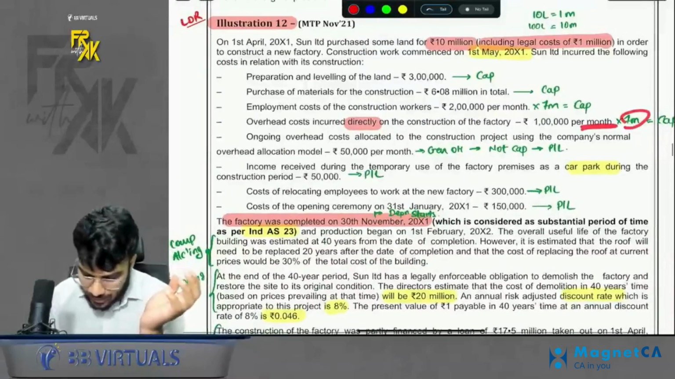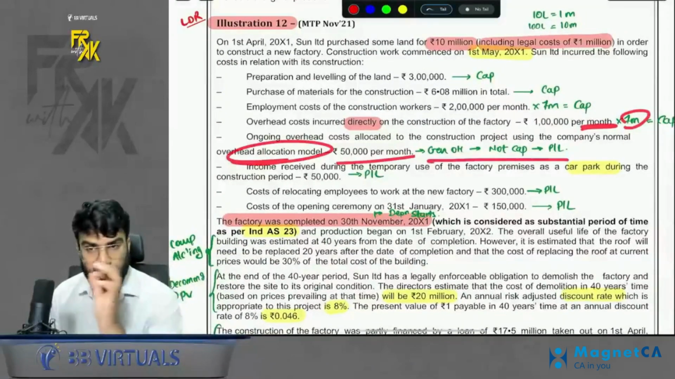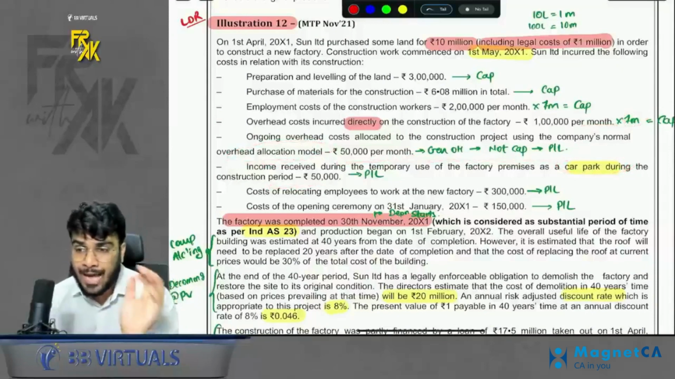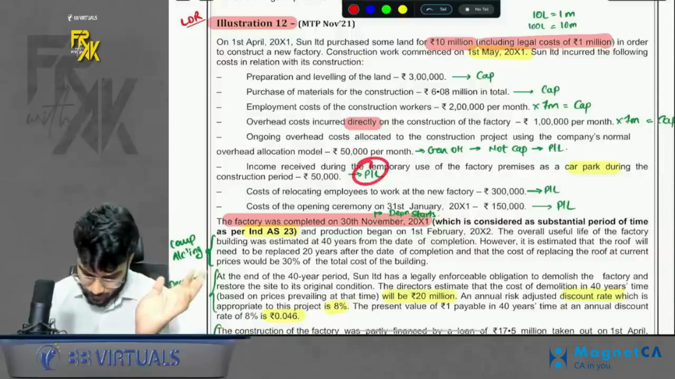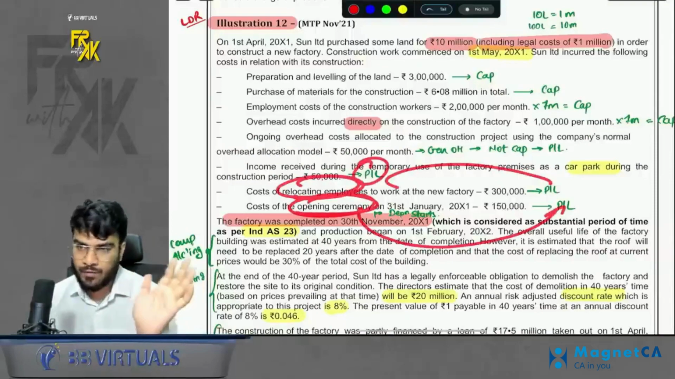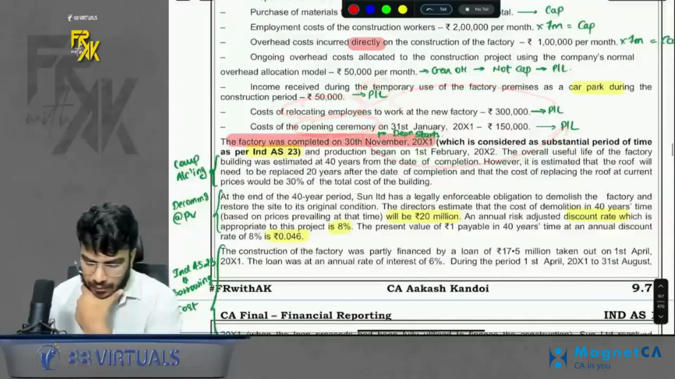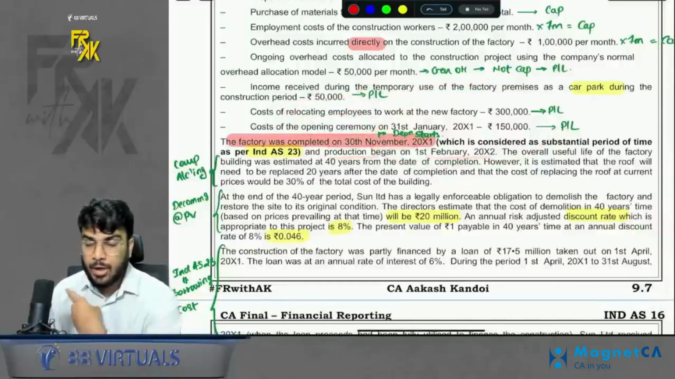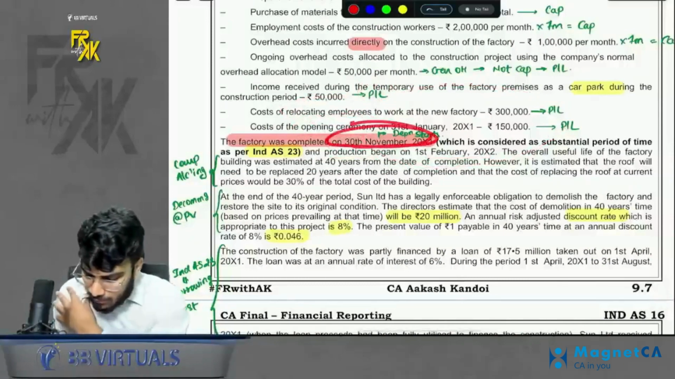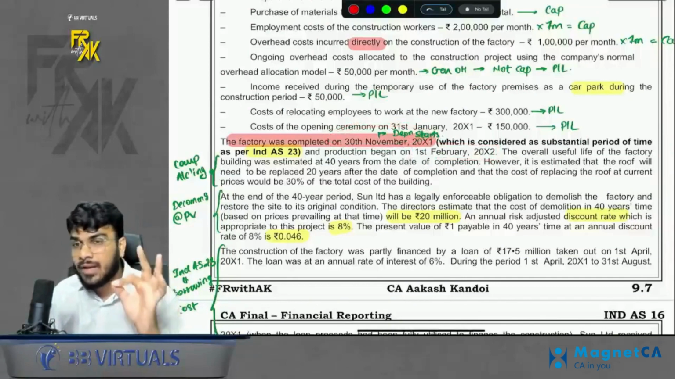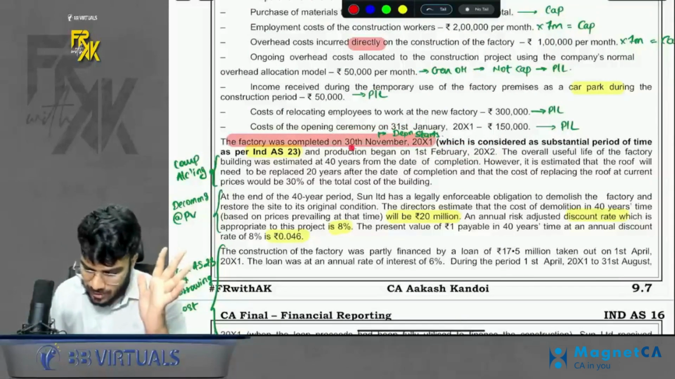Then general overheads were given here, 50,000. Do not capitalize. Car parking income. Do you remember during concept I told you car parking income will not be capitalized. It will be transferred to profit and loss. Okay. Relocation expense transferred to profit and loss. Opening ceremony expense transferred to profit and loss. Simple. Okay. The factory was completed on 30th November and production began on 1st Feb. Do you remember it was ready on 30th November but we started to use on 1st Feb. Doesn't matter. We will start the depreciation when the asset was available for use. So start from 30th November.